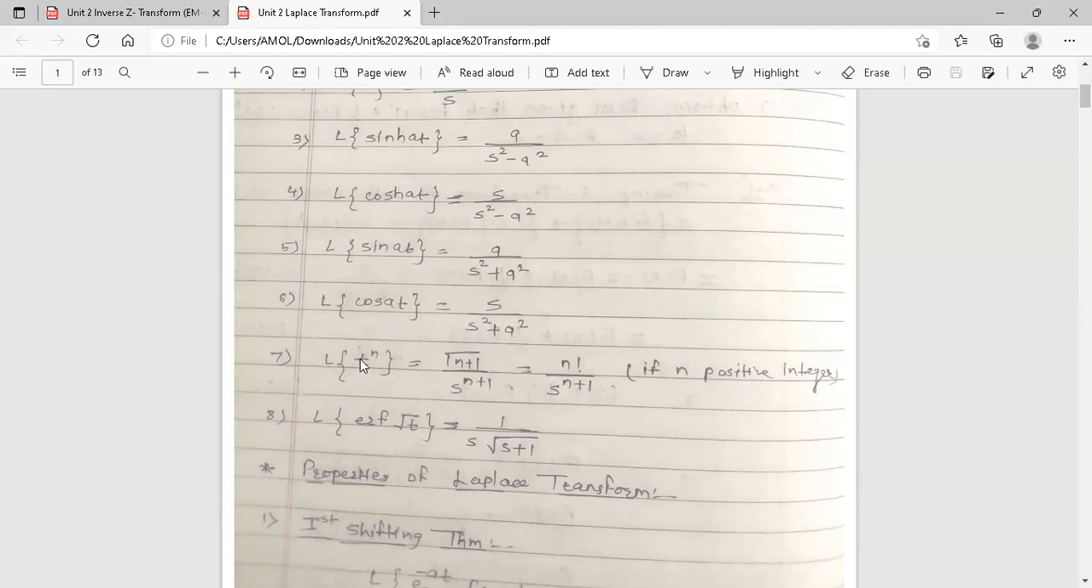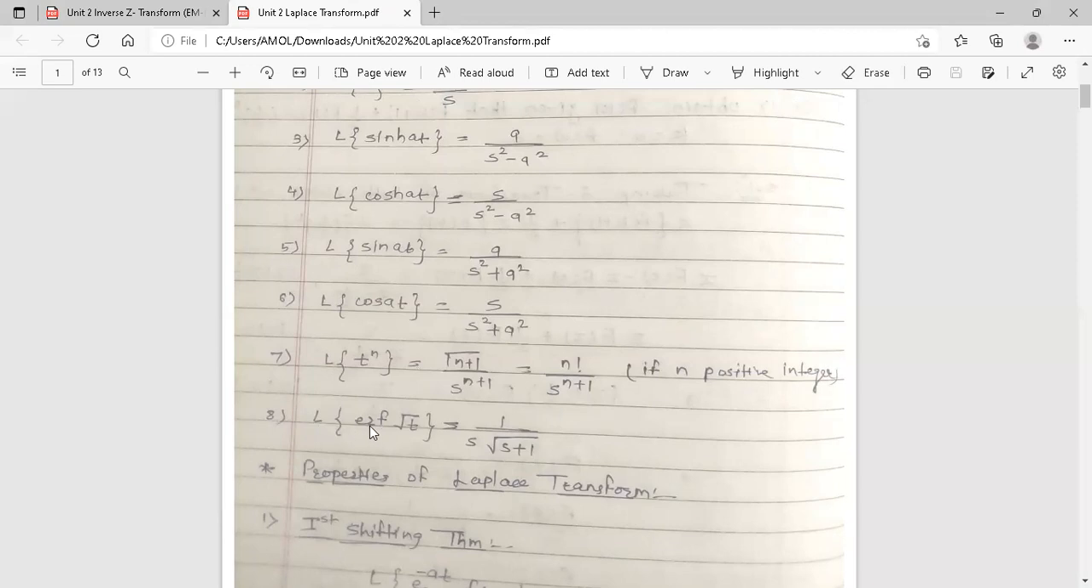Laplace transform of t^n is equal to gamma(n plus 1) upon s^(n plus 1). Or it is also equal to n factorial upon s^(n plus 1) if n is a positive integer. In that case, it is n factorial upon s^(n plus 1). Otherwise, it is gamma(n plus 1) upon s^(n plus 1).